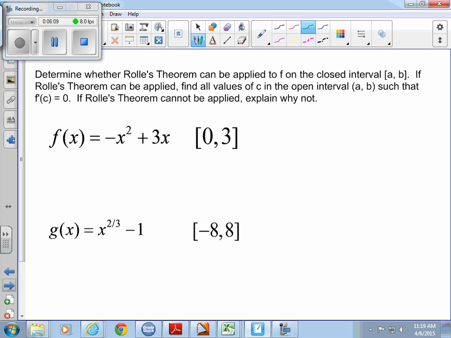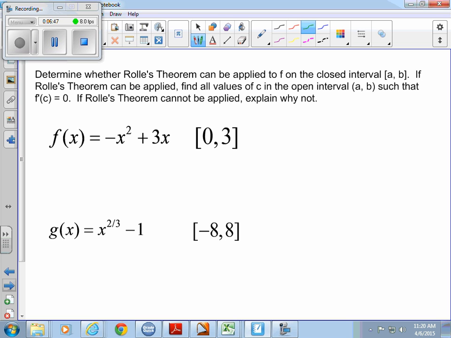So, some examples. Determine whether Rolle's theorem can be applied, and if it can be applied, find the values of C in the open interval (a, b) such that f prime of C equals 0. If Rolle's theorem cannot be applied, explain why not. What are some things that have to hold true for Rolle's theorem? Continuous and differentiable. So let's look at the first one.